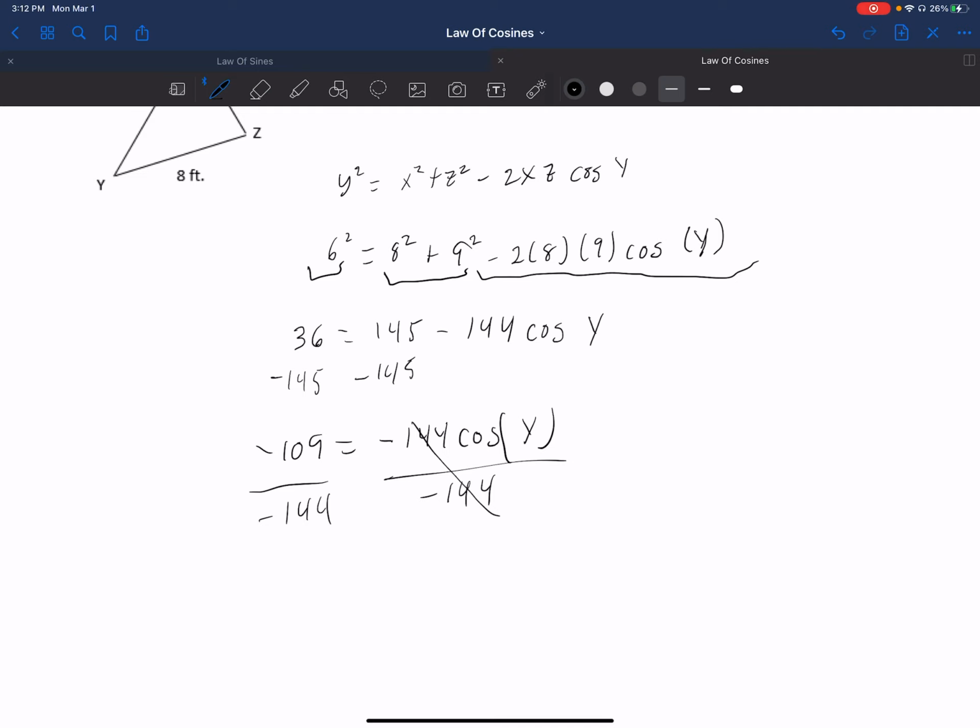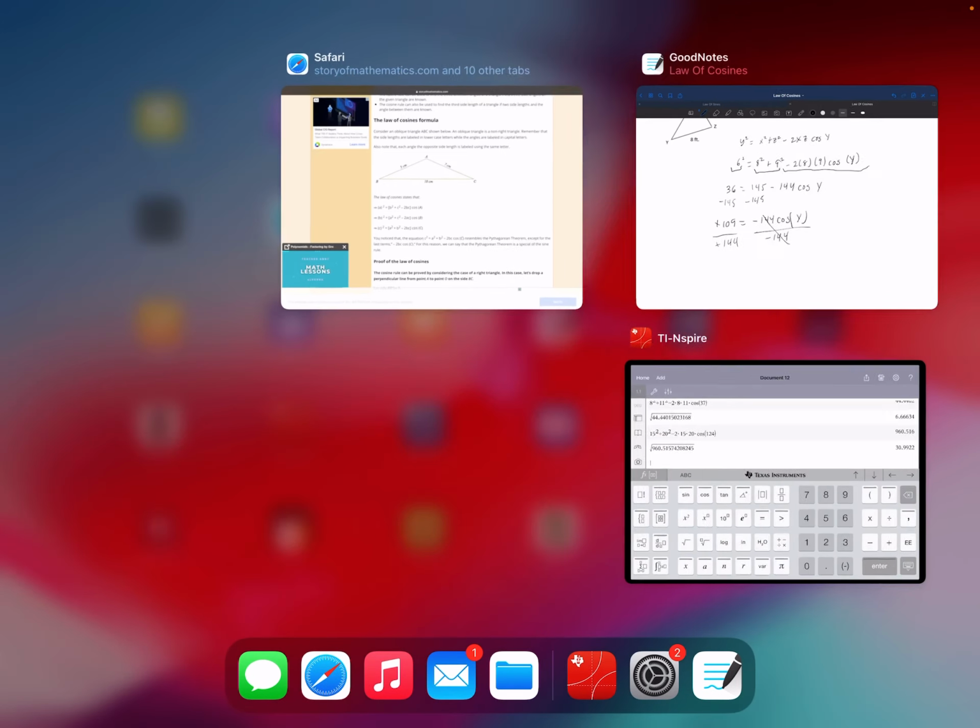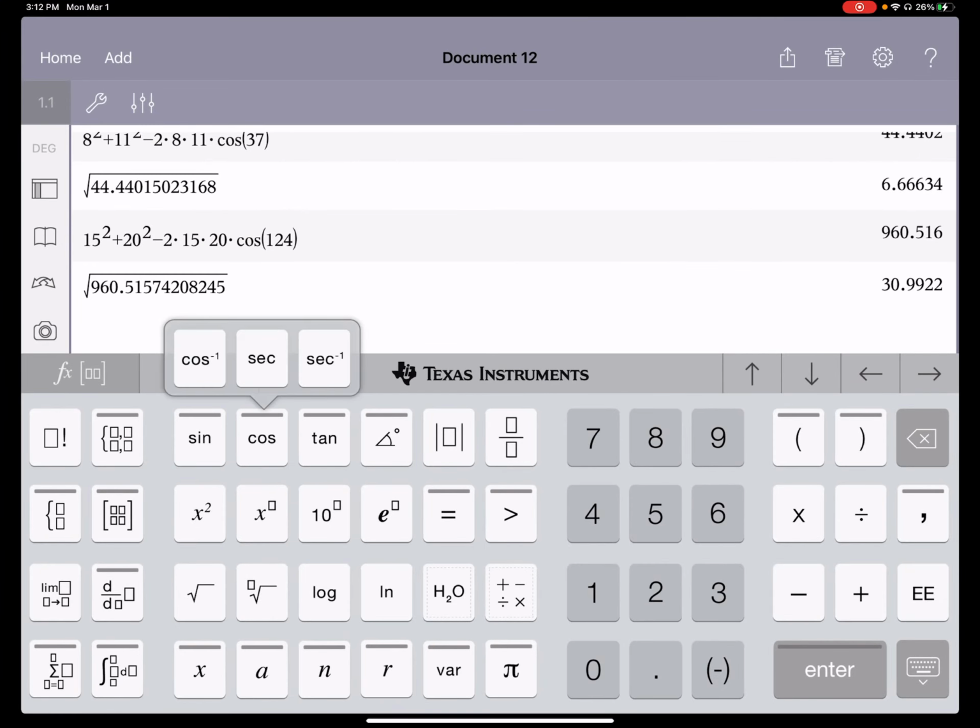Then all I have to do is take the inverse cosine of negative 109 divided by negative 144. I do know that they're both negative, so I can make it positive just to make my life a little bit easier. Save a step. So I'm going to go to my calculator.